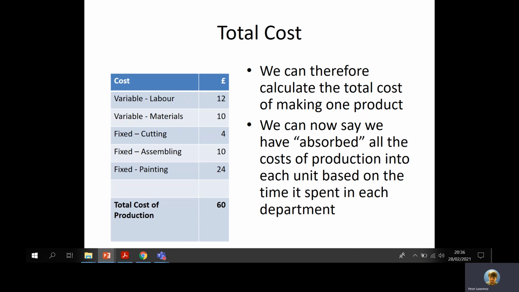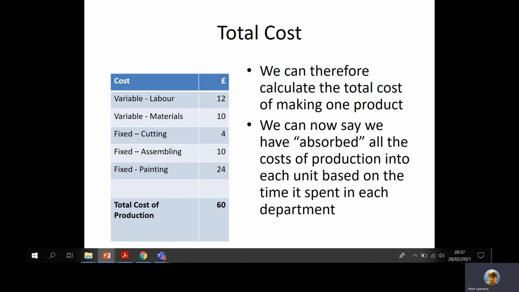So we can then calculate its total cost of production. And we can do that by adding the variable costs and the fixed costs together. So we said there was £12 for labour, £10 for materials, 1 hour in the cutting department, so £4, 2 hours in the assembling department, so £10, and 3 hours in the painting department, so £24. So we can say that the total cost of production for one TV stand is £60.